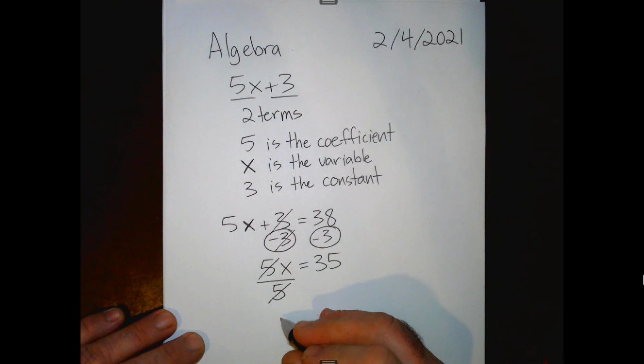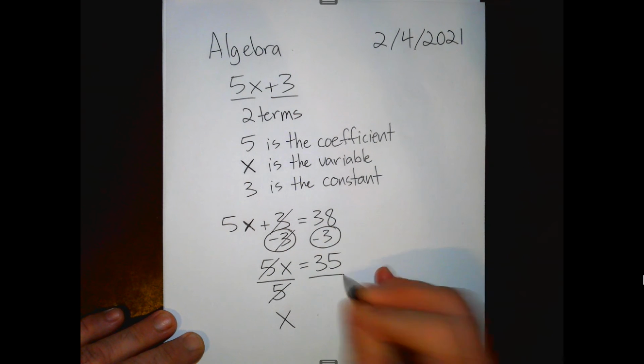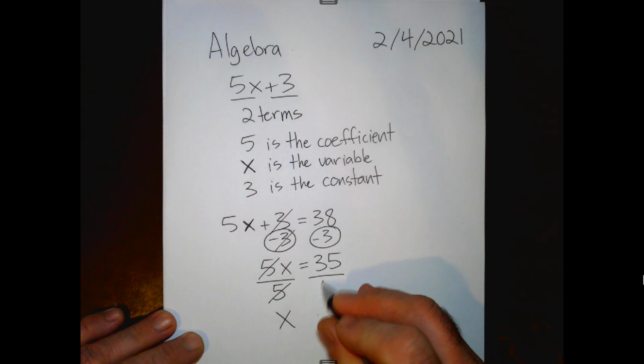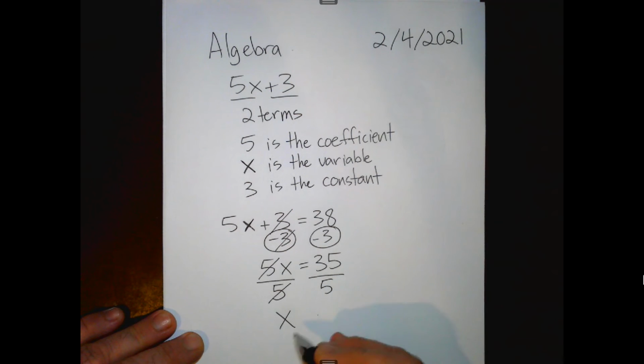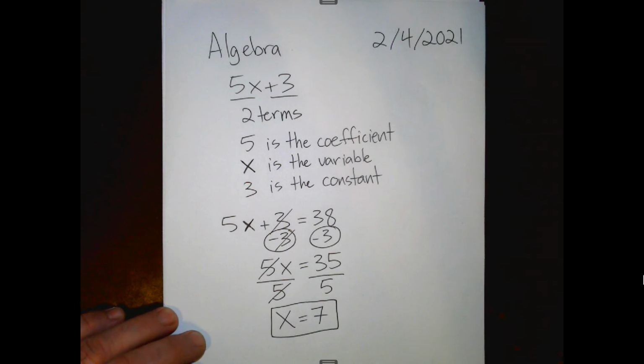So we're going to have 1x, okay? And whatever I do to one side, I have to do to the other side. 35 divided by 5 is 7. So x equals 7, okay? So when we're solving for x, I call it number crunching.